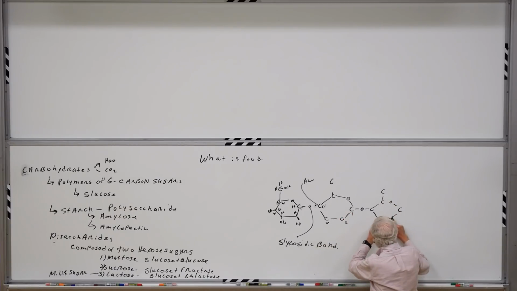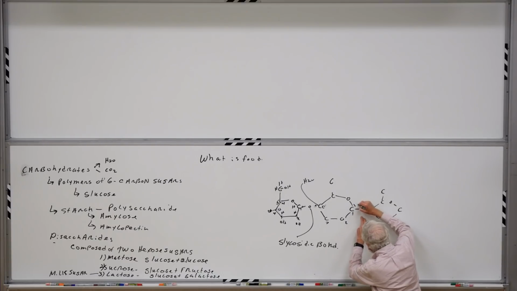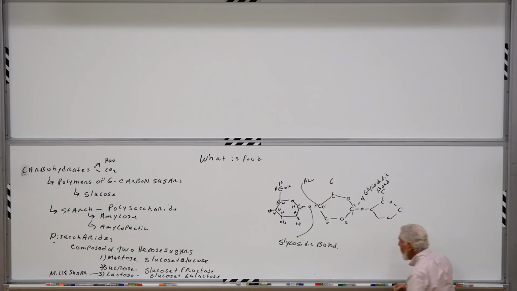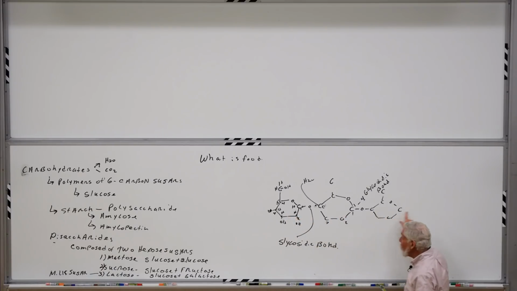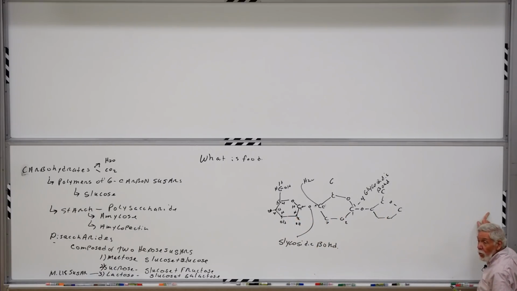And again, 1, 2, 3, 4, 5. And now we have this 1,4 glycosidic bond. We can do it over and over again. If we start here at this end and keep adding glucoses, we can make this hundreds of thousands of glucoses long. And we can continue this out in a straight chain.